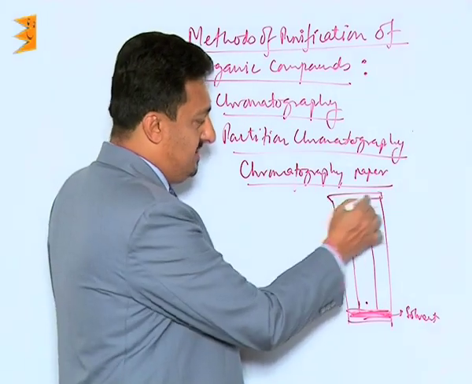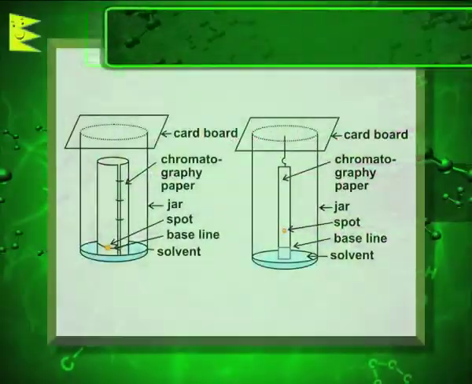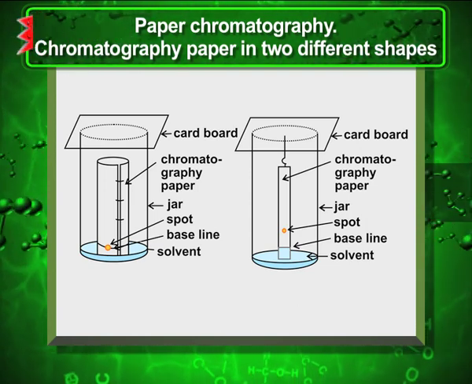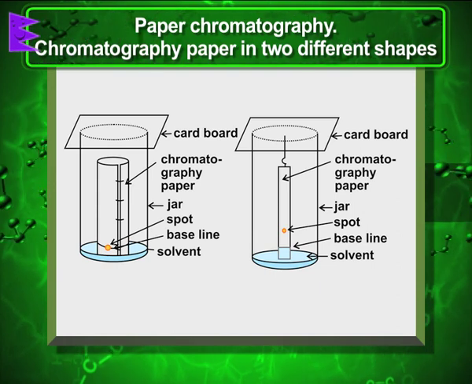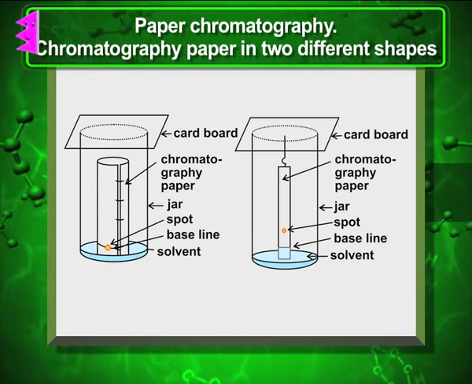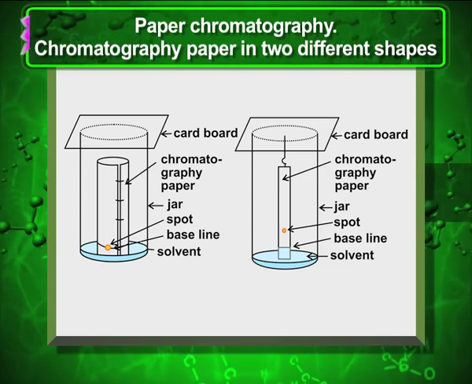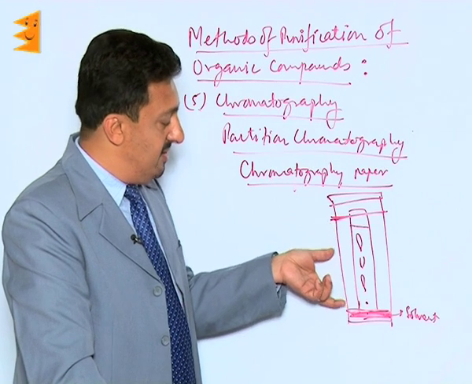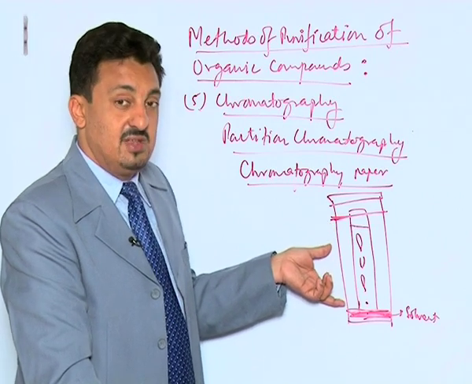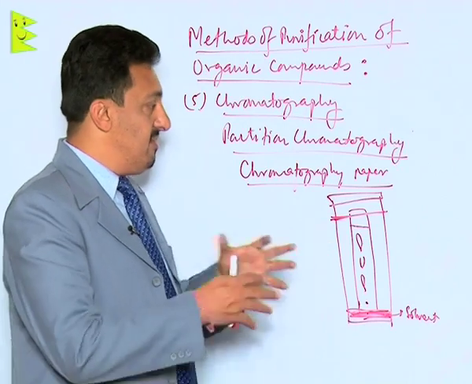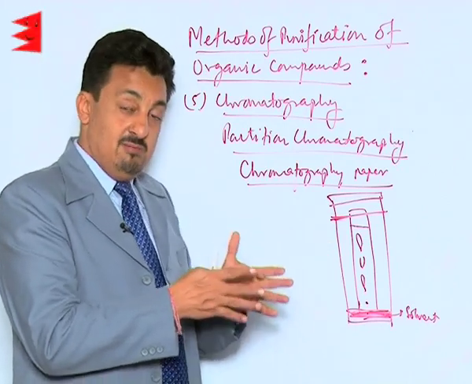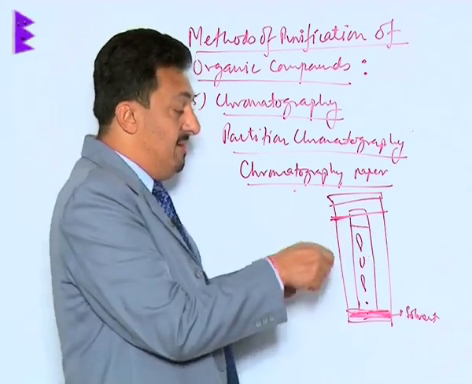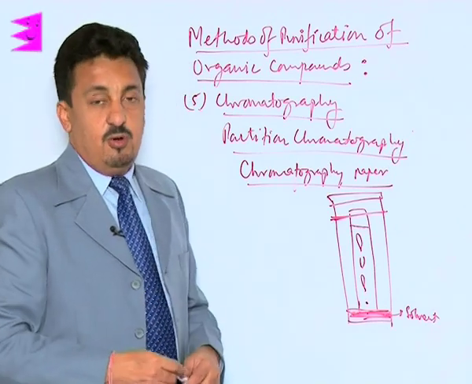Then we let this paper hang in this chromatography jar. Due to capillary action, the solvent rises and moves along with the components, and we get spots like this. Once we find that no more spotting is coming up, we can stop this and take out the chromatography paper, and then we can find the distance traveled by the solvent and the distance traveled by the component. We can find their retardation factor, and on this basis we can know how many components were there in that mixture, and by cutting these papers and letting them dissolve in a suitable solvent, we can also separate the components of the mixture.